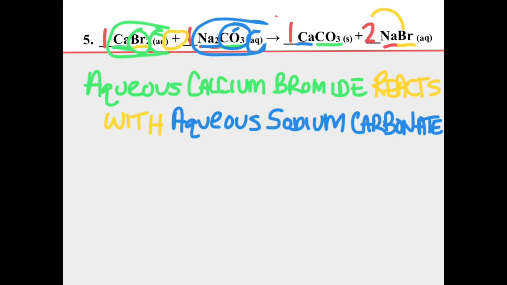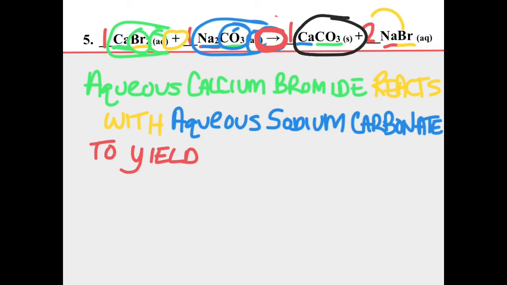So if I erase a little bit here, what's left is that arrow in between. Remember that arrow means to yield, meaning to create or to produce. So after the aqueous sodium carbonate, it's going to yield something else. So let's take a look at that. Up next is CaCO3, S. Remember the S stands for solid.